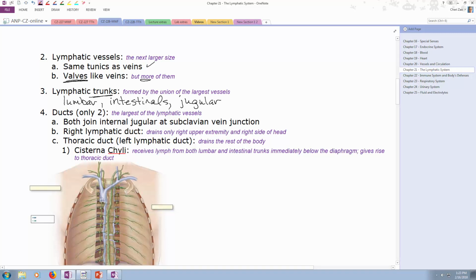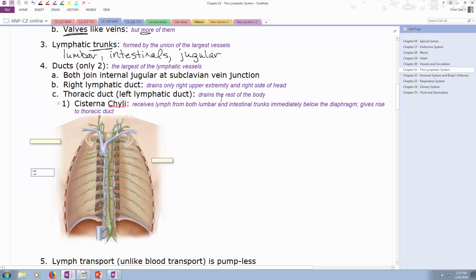Ducts are the next largest vessel diameter of lymphatics. They're just two, and they are called right and left. However, the left is also referred to as our thoracic duct. Both of these will empty into the venous system at the junction of our internal jugular and subclavian veins, so right here and right here in our picture. The right empties into the right internal jugular and subclavian junction, and the left, or thoracic duct, will enter the left junction of internal jugular and subclavian vein.